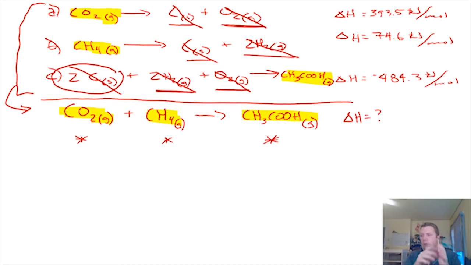Now this particular example was set up kind of simply because I didn't really have to manipulate anything. The last thing that I want to do with all of this information is I want to take all of my delta H values and combine them. And whenever I do that, I'm going to say 393.5 plus 74.6 plus negative 484.3 is going to leave me with a delta H that is negative 16.2 kilojoules per mole.